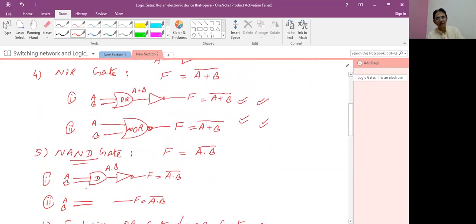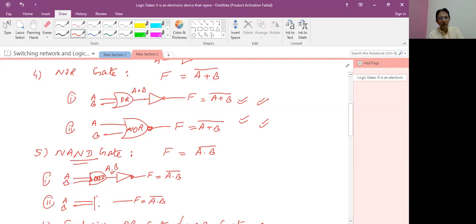Now what is the NAND gate? It means NOT AND gate, the complement of A dot B. That is the function, but when we draw a diagram, it is an AND gate with A and B as inputs, meaning A dot B, in product form. Then we connect it with the NOT gate, so f is equal to the complement of A dot B.